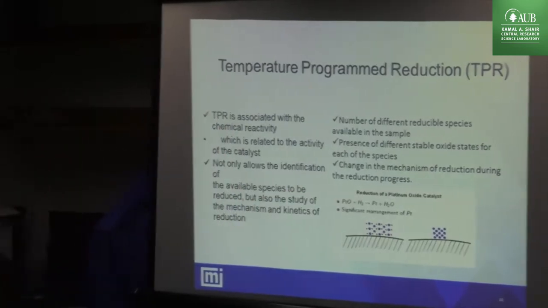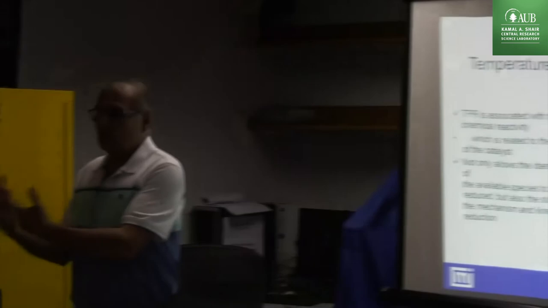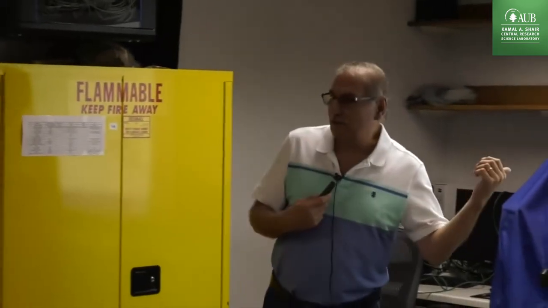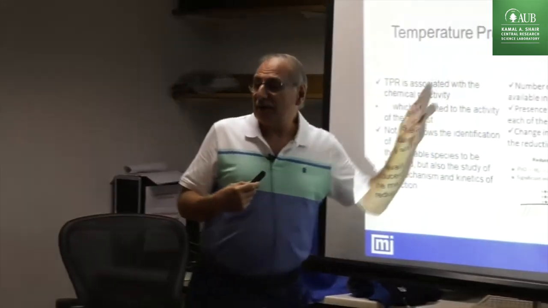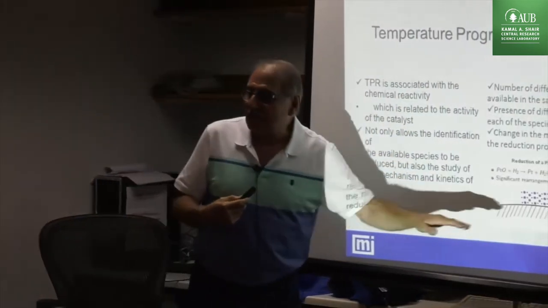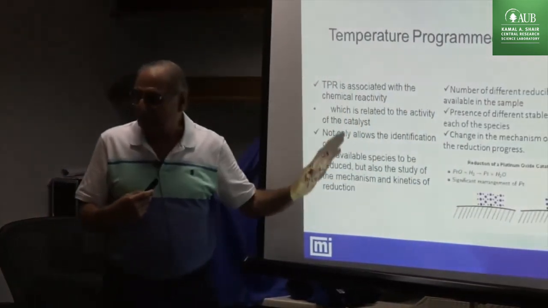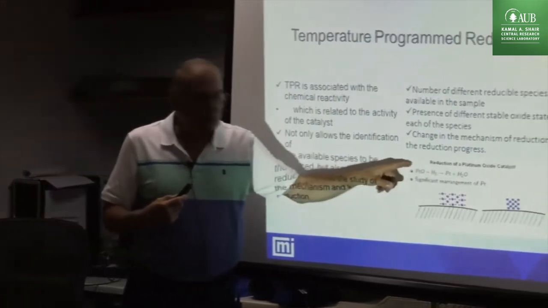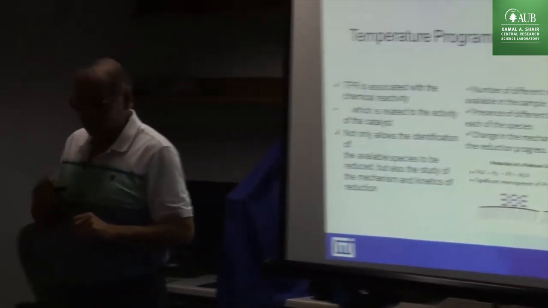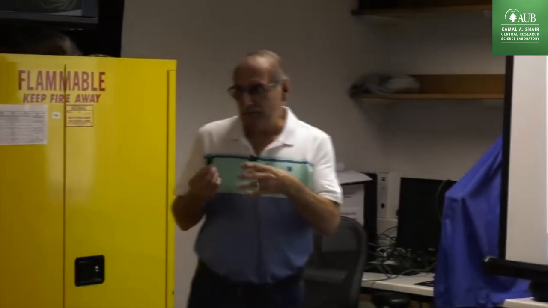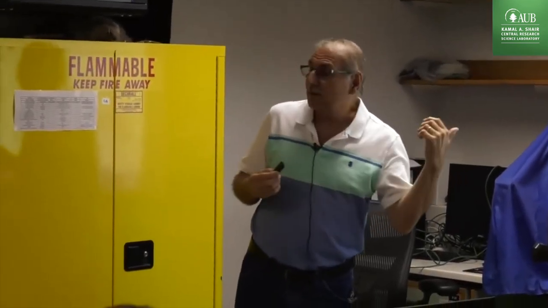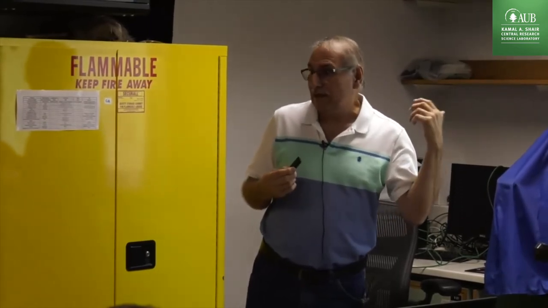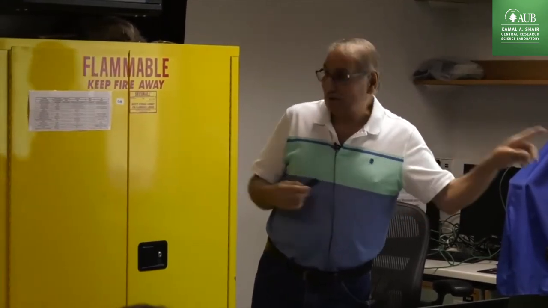So you don't have to go to, for example, atomic absorption to know how much platinum you have. Directly here, you can get the quantification, and this is bulk reduction. So you reduce not only the surface, but every single part of your catalyst. By knowing the amount of hydrogen, you can tell how much platinum you have on your catalyst. Remember, when you prepare your catalyst, you need to know exactly how much you have. By TPR, you can tell directly not only how many active species you have, but also the total.